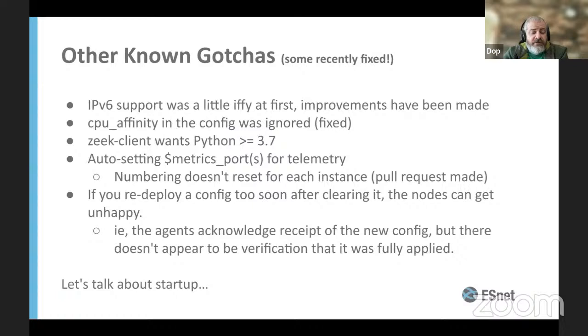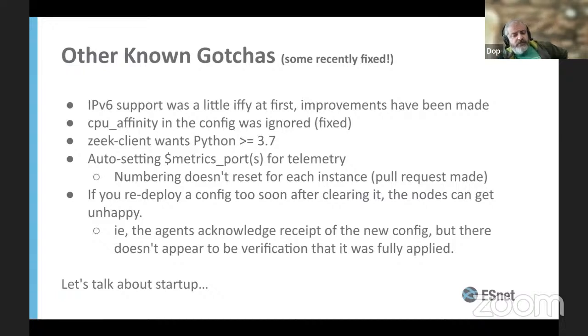If you auto set the metrics ports for telemetry, it doesn't restart the numbering for each instance. So for us, it's a little strange, having different port numbers listening for metrics on each host. But right as I was submitting that pull request, I realized, oh wait, if you had multiple instances running on the same host, having all the ports the same won't work. So that pull request might need a little changing to see if it'll work out.